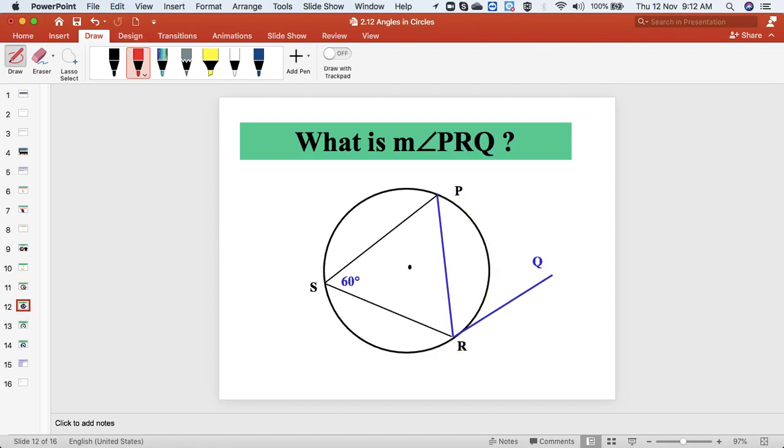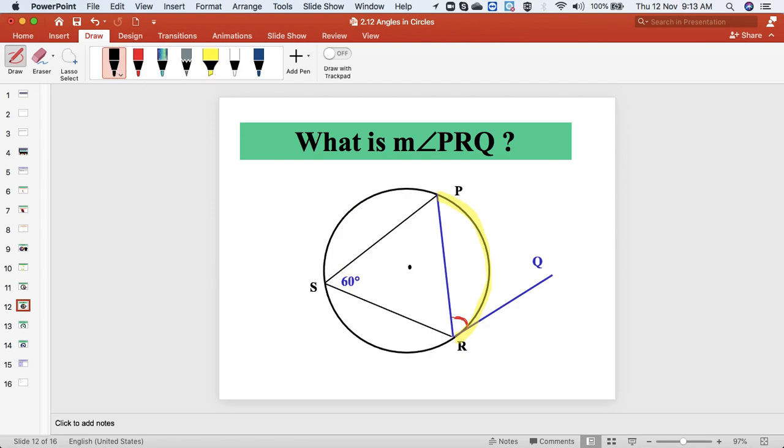Okay, let's have this example. What is the measure of angle PRQ? Okay, so PRQ is this, or angle R. And we have here arc PR. Okay, but we do not know the measure of arc PR, but we have an inscribed angle here, 60 degrees.